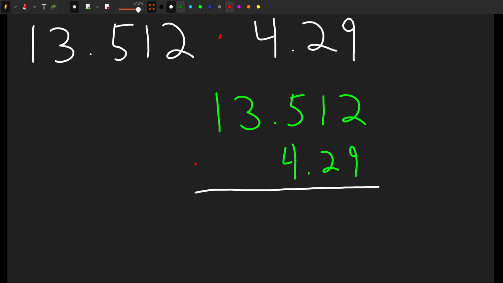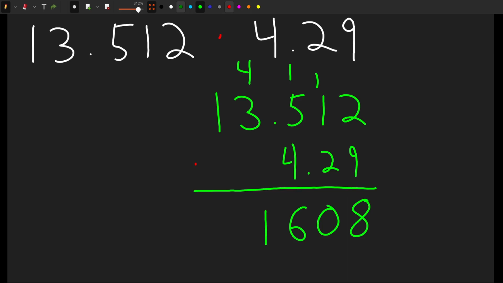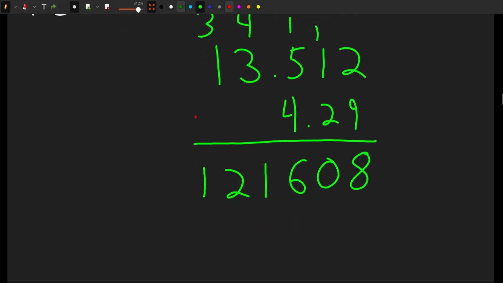9 times 2 is 18, write the 8. Carry the 1. 9 times 1 is 9. Adding the 1 back, I get 10. Carry the 1 again. 5 times 9 is 45. Adding the 1 back, I get 46. Carry the 4. 9 times 3 is 27. Adding the 4, I get 31. Carry the 3. 9 times 1 is 9. Adding 3, I get 12. Well, that's a number. Okay. Now I'm going to add a 0.